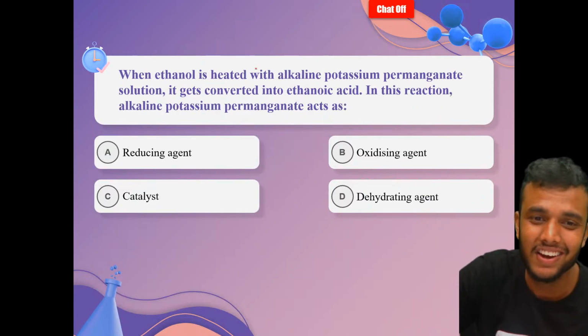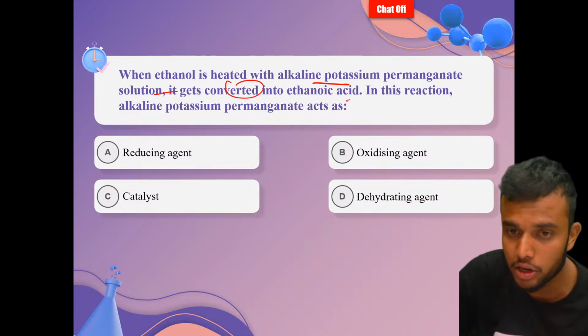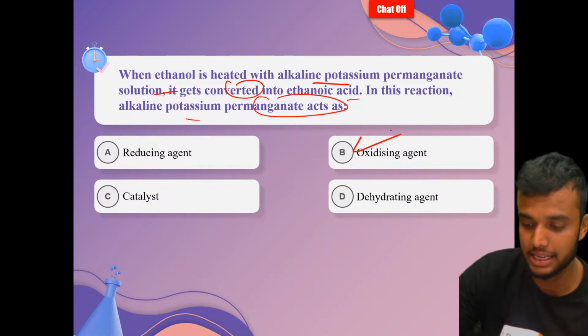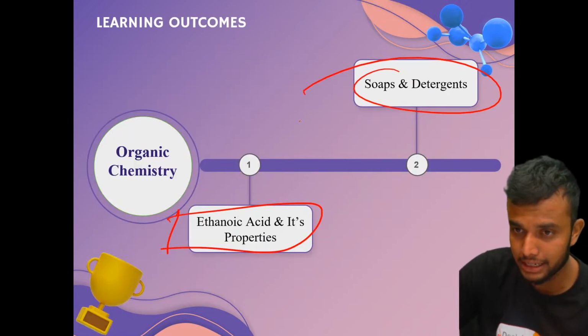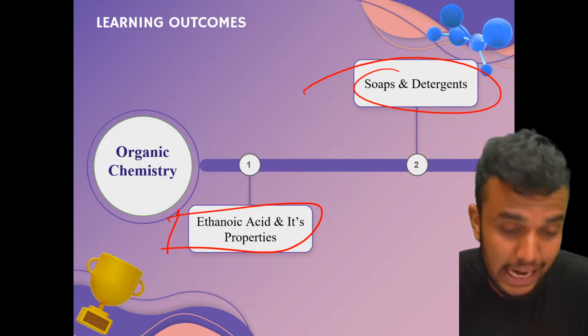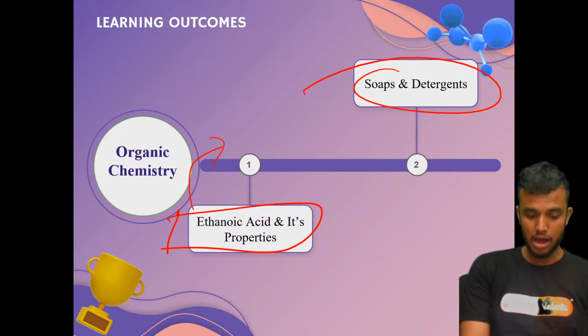Next question. When ethanol is heated with alkaline KMnO4 (potassium permanganate) solution, it gets converted into ethanoic acid. In this reaction, alkaline potassium permanganate acts as an oxidizing agent. Now move to the ethanoic acid and its properties, and soap and detergents. Then after this, we will discuss a few NEET and JEE questions related to this lesson.